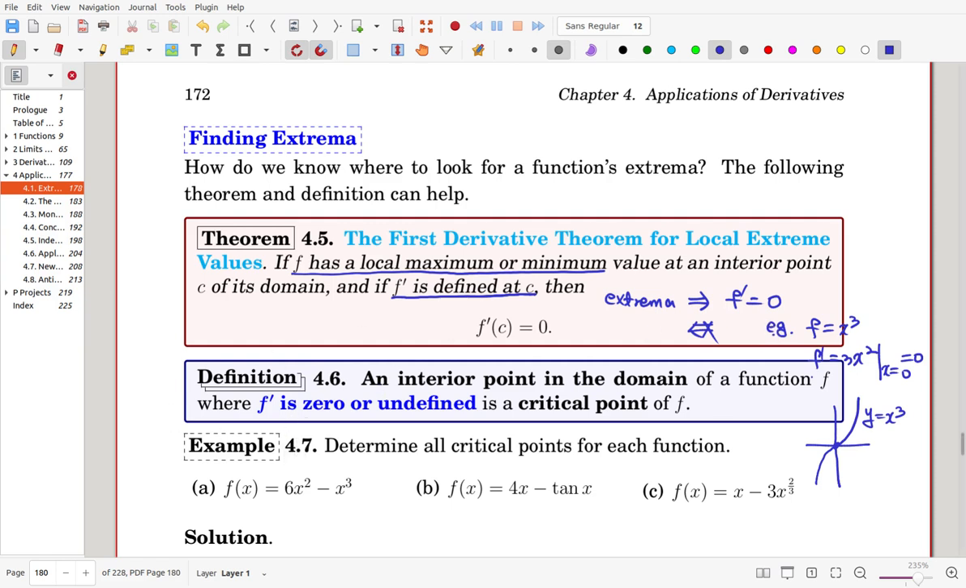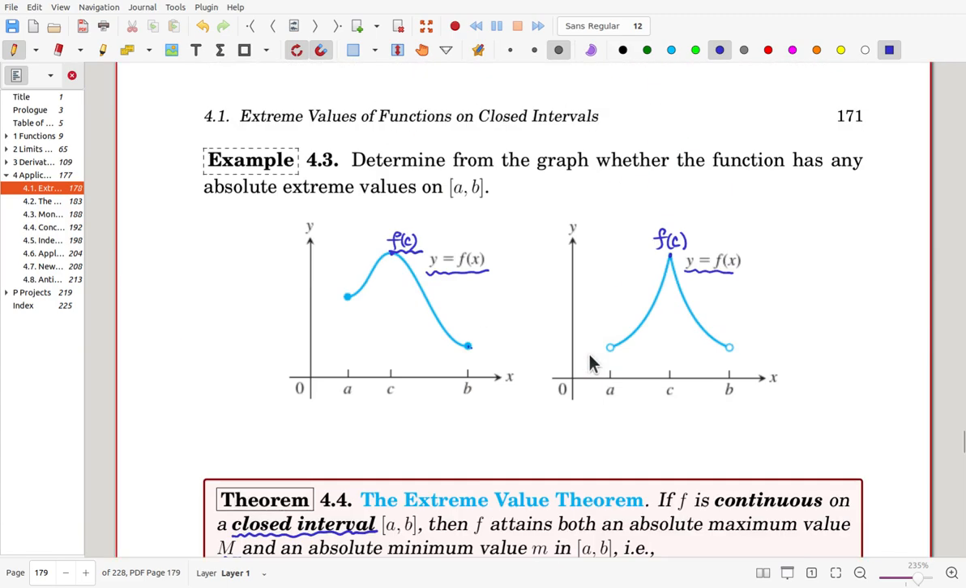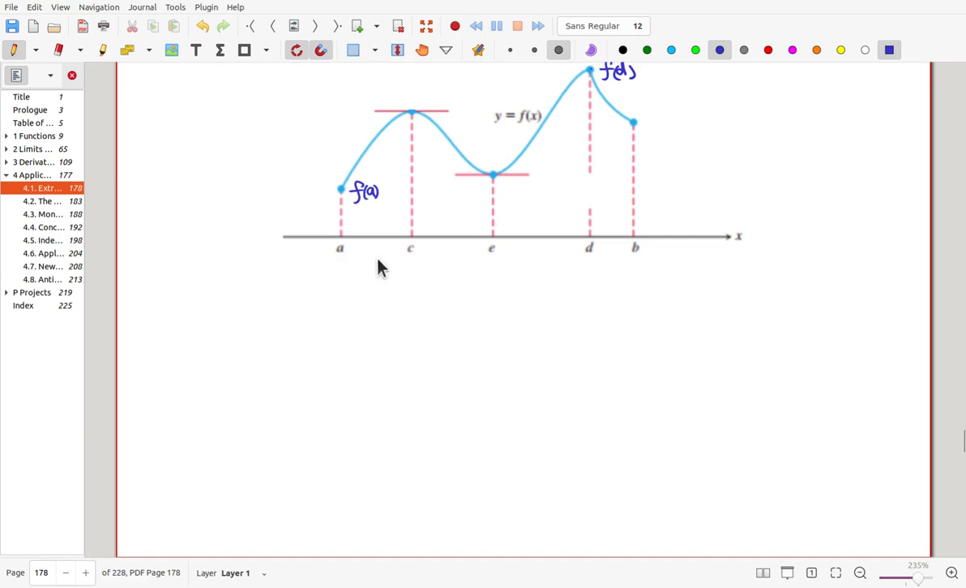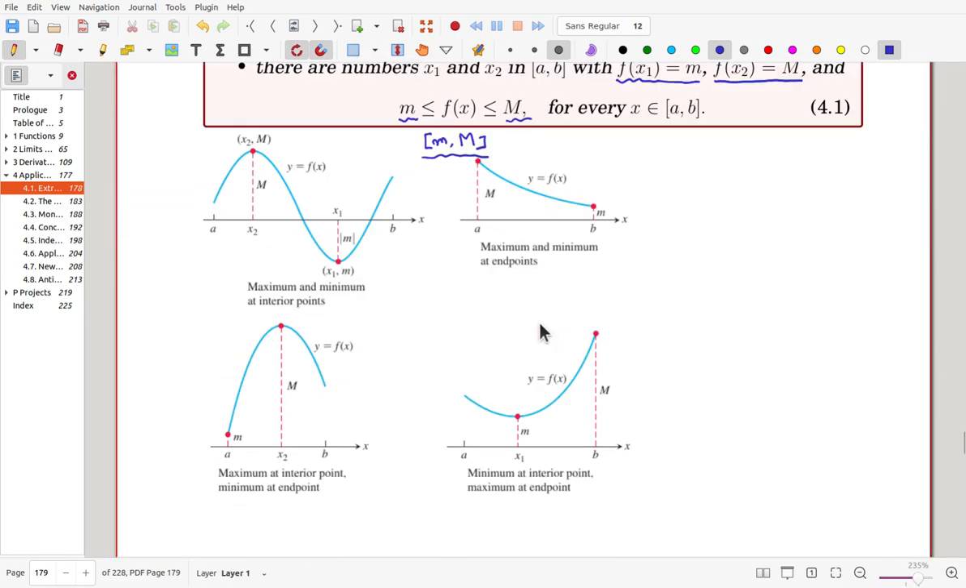Okay, we'll define here the critical point. An interior point in the domain of f, where f prime is 0 or undefined, is called a critical point. A critical point is an interior point where f prime is 0 or undefined. So from here, the critical points are that one, and that one, okay? So C, E, D are critical points.